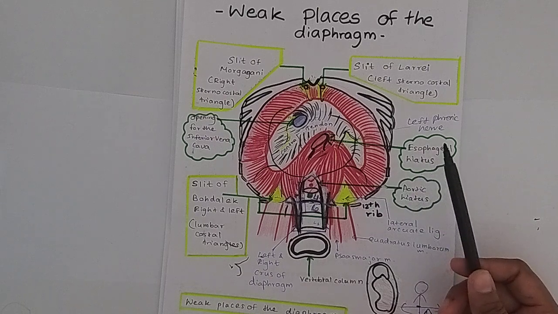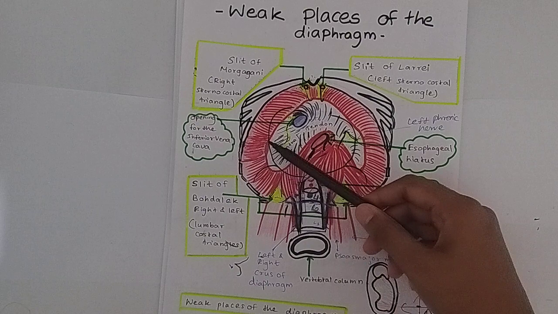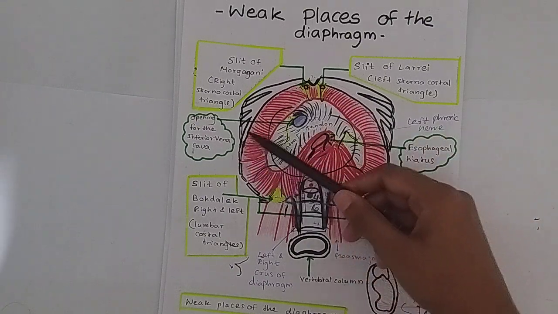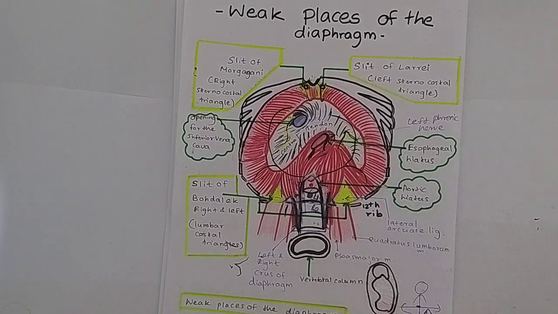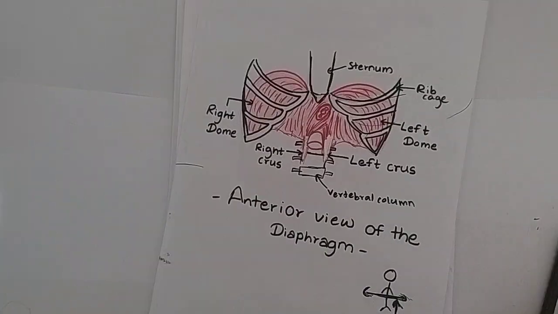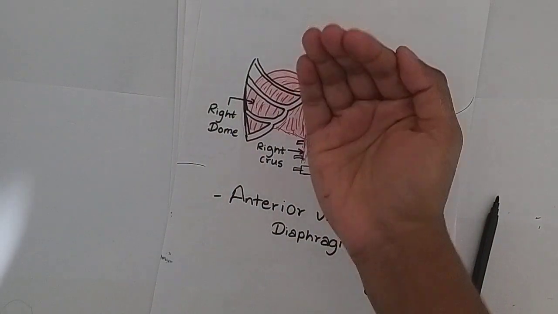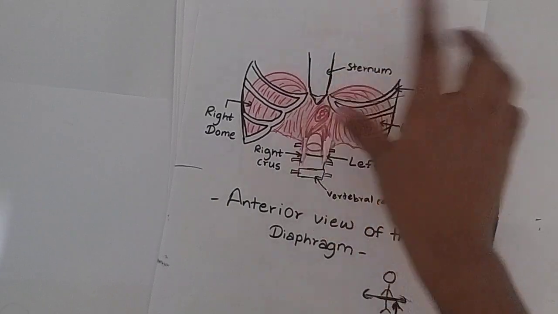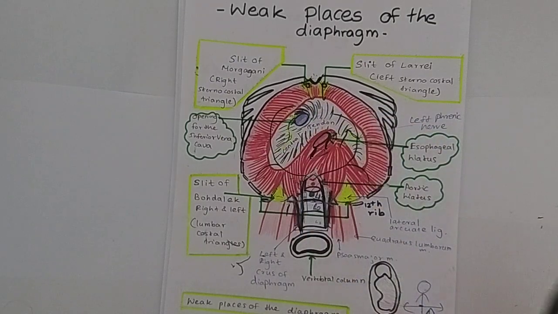So from the inner surface of the inferior thoracic aperture, diaphragmatic muscles are arising, right? And the arising muscles run upward and join with the central tendon, right? Running upward means like this, like this, coming upward and joining here in the central tendon. Here it's the central tendon. Hope you understood that.